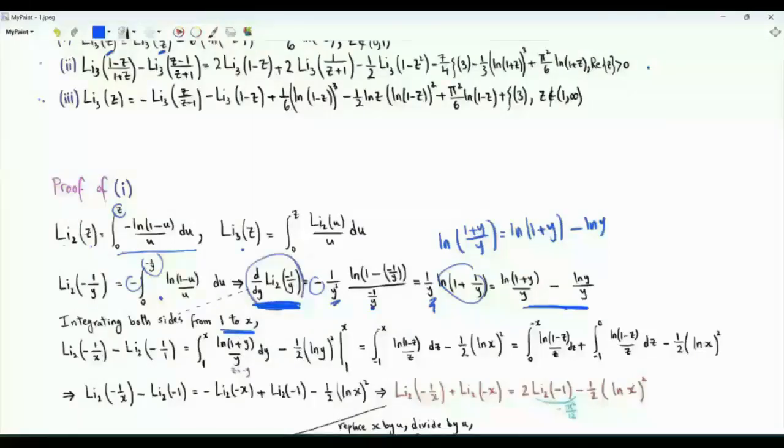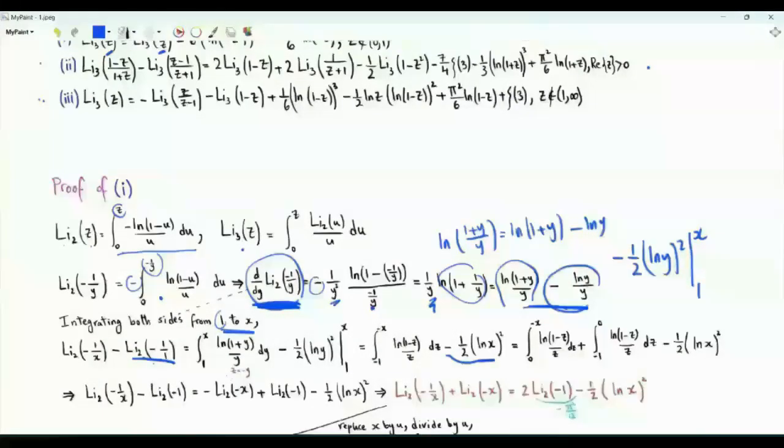Integrate from 1 to x. From here, we get the dilogarithm of -1 over x minus the dilogarithm of -1 over 1. This is the dilogarithm of -1, which is minus pi squared over 12. The integral of this part is -1/2 (ln y) all squared. When we use the limits of integration, we get -1/2 (ln x) squared.